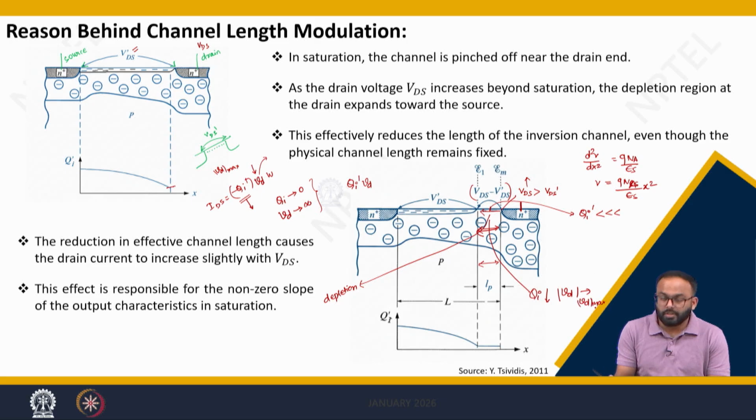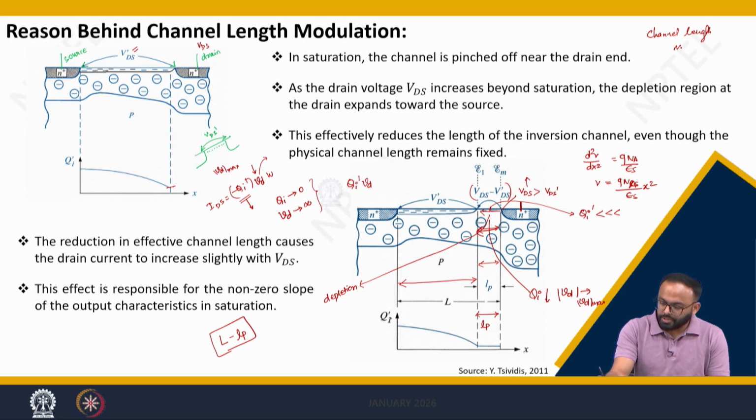So, the effective channel length is now this much. Let us consider the length of this expansion as Lp. So, the effective channel length you are left with is L minus Lp, which means when you increase the voltage beyond the saturation point, the channel length gets modulated. That is what is called channel length modulation.